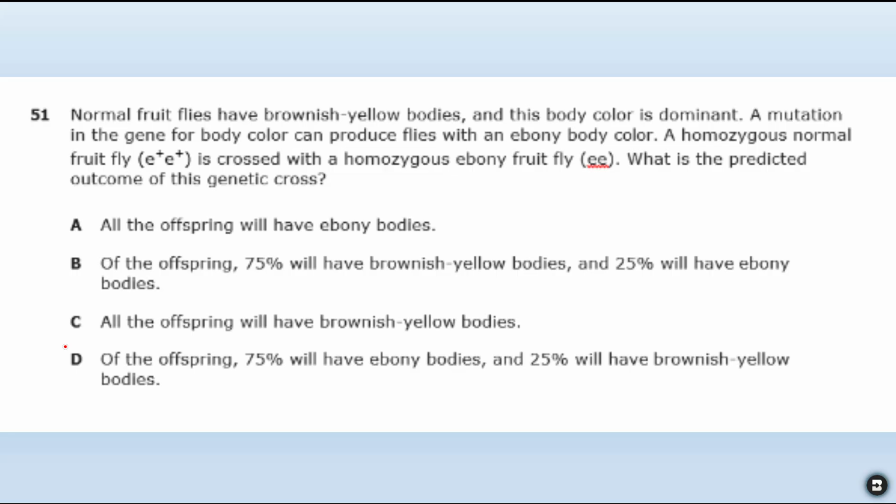So we're told that normal fruit flies, so normal color here, is dominant, whereas ebony would be recessive. So if I were to use letters for this, I would say here they say E plus is going to be dominant. Little e by itself is recessive.